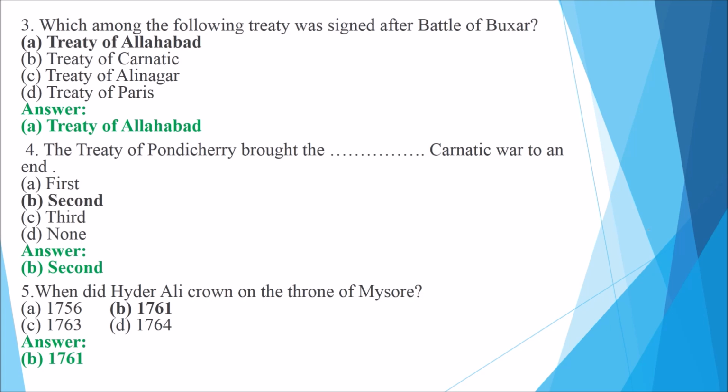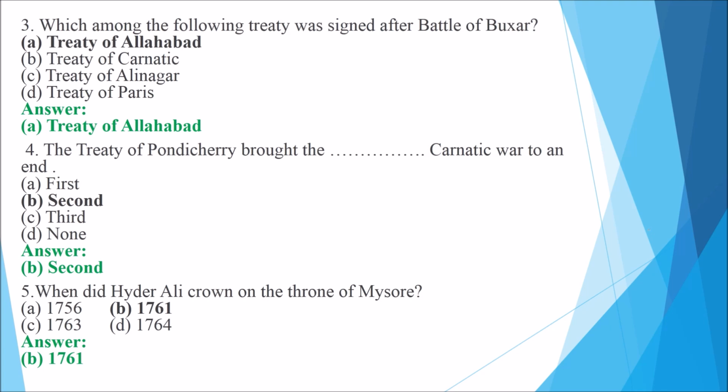Question number 4. The Treaty of Pondicherry brought the dash Carnatic War to an end. Option A, first. Option B, second. Option C, third. Option D, none. So the correct answer is option B, second.